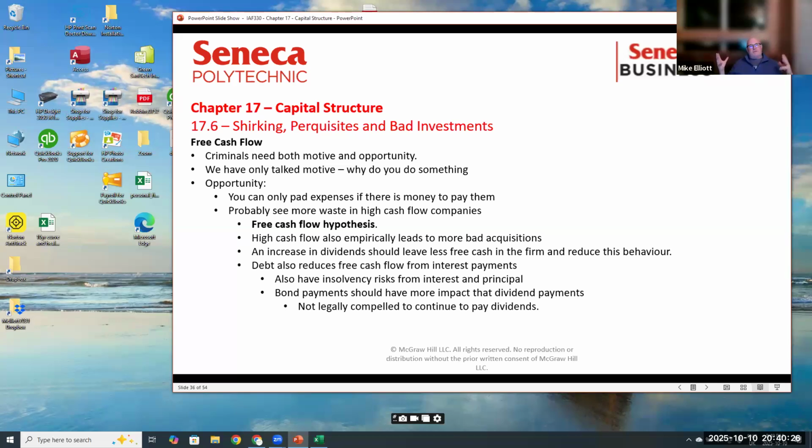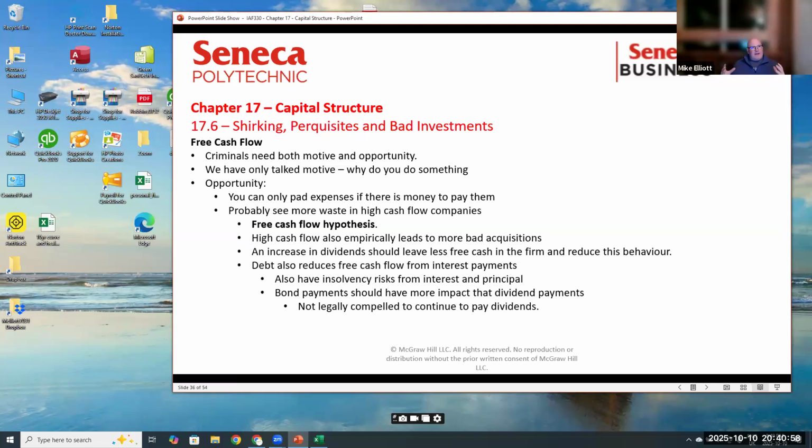Think about your favorite crime show. Criminals need two things, right? They need motive and opportunity. We already talked about motive: why we do something. I want to increase my profitability. I want to get to an optimal debt strategy. Fine. I'm going to work in my own self-interest. That's our agency costs, right? We know that. That's our opportunity too.